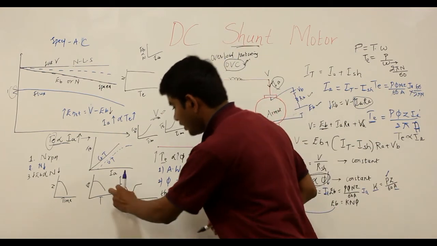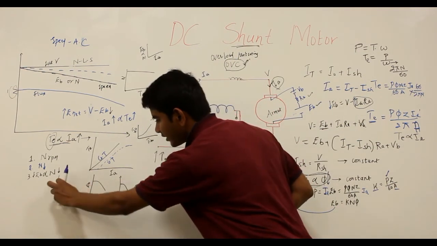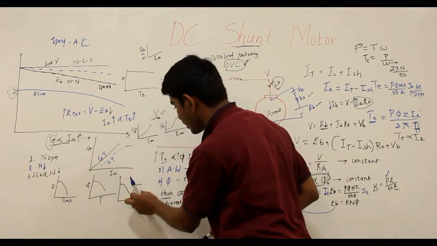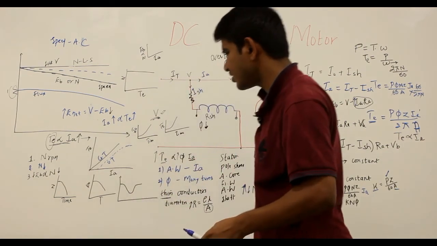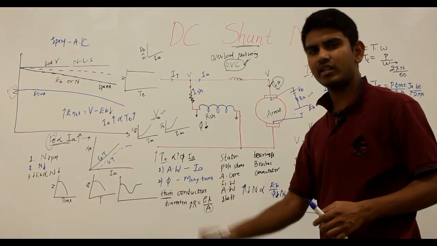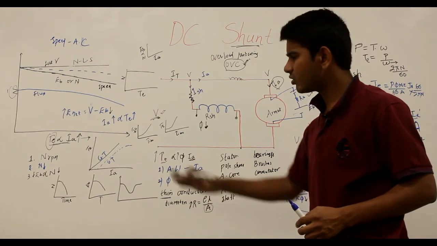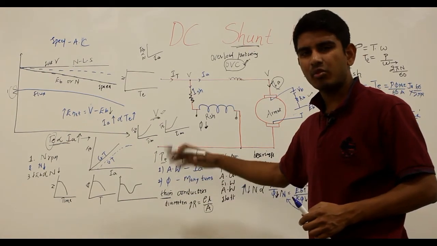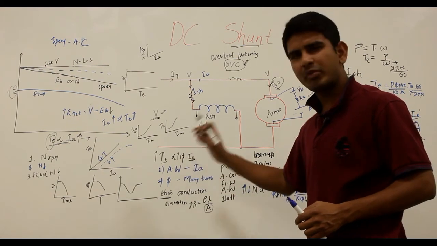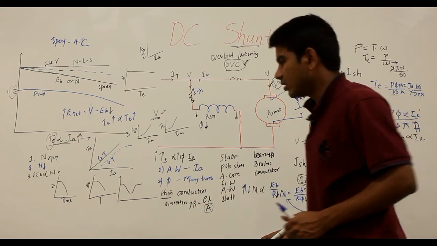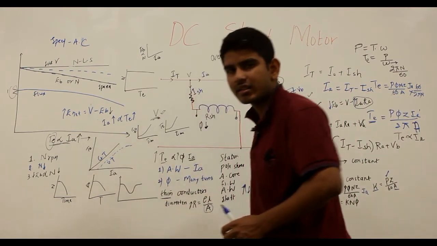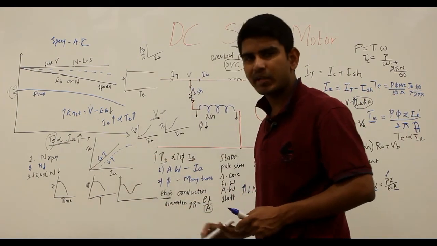Here you will be witnessing these characteristics: the speed and the back EMF decrease, and here you will see the armature current and the torque increase. That means the motor is able to regulate its speed itself. There is no separate mechanism we are employing here to regulate the speed. This is the beauty of this shunt motor, where it regulates its speed on full load conditions. That is, it is compensating the speed.